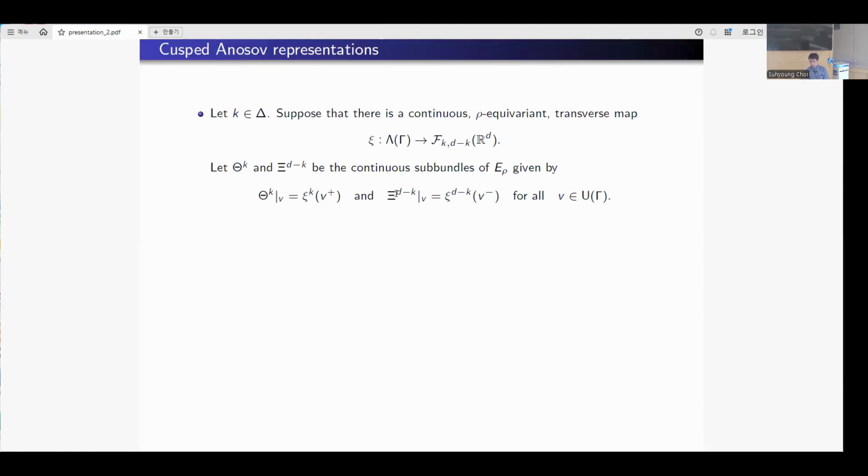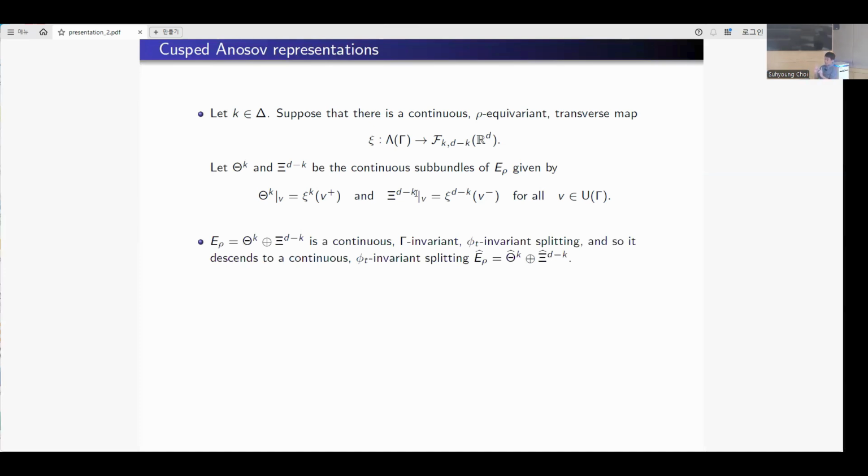And then this C^{d-k}, what you do is you go backwards. You look at the backward endpoint. Your flag map C gives you a (d-k)-dimensional space, and you use that. Okay, so this constructs for you two subbundles of E_rho, and it's easy to see that they are flow invariant. And the fact that your C is rho-equivariant tells you that these subbundles are also Gamma-invariant.